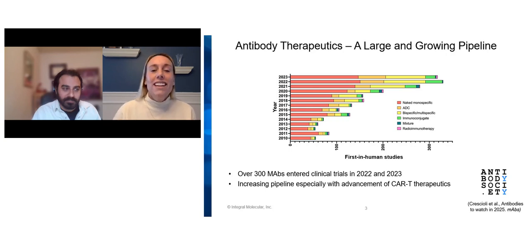So let's get started. Antibody therapeutics represent a large and growing pipeline. This graph here shows the number of antibodies entering first-in-human studies over the past 14 years. And you see a very large increase in the last 5 years or so, where there's more and more antibodies entering clinical trials. And antibody therapeutics are increasing even more so, considering the advancements in CAR T-cell therapeutics, where antibodies are used as the targeting arm in the CAR T-cells.